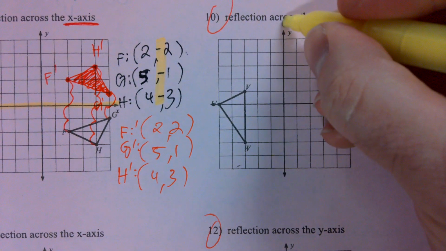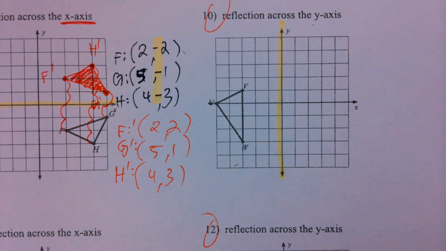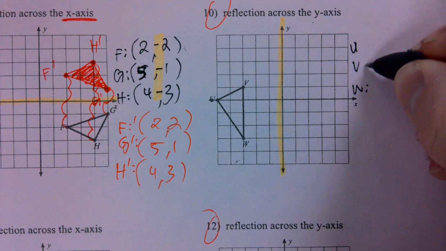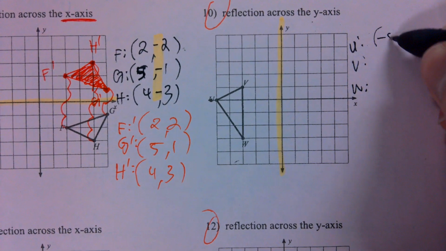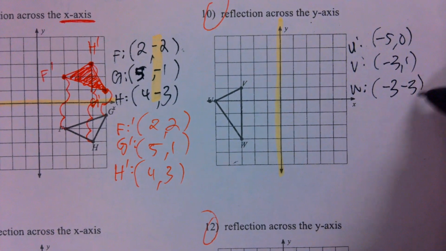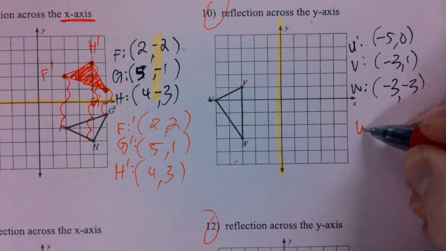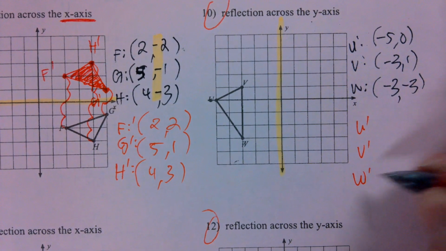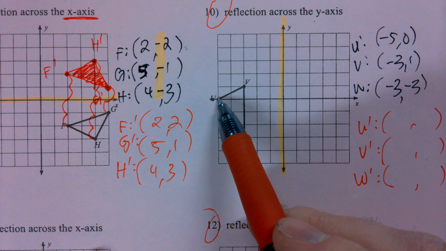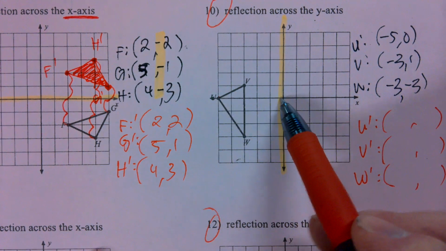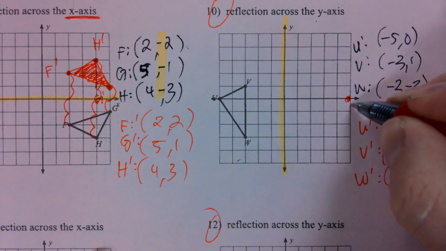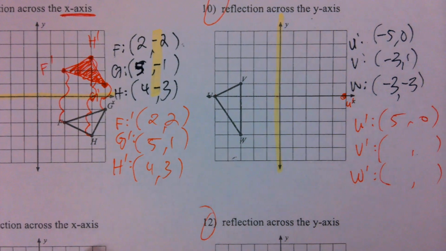Number 10, this time I'm reflecting across the y-axis. I'm going to highlight my vertical axis there. I got U, V, and W. U is at -5, 0. V is at -3, 1. W is at -3, -3. I'm going to find my U prime, V prime, and W prime next by just counting. So if I'm at U, I'm going to go all the way across 5 units and then go all the way over 5 more units. U prime is at 5, 0.